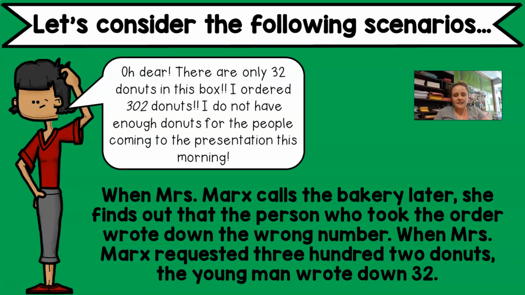Let's consider the following scenarios. Why is place value important? Well, what if this happened? Oh dear, there are only 32 donuts in this box. I ordered 302 donuts. I do not have enough donuts for the people coming to this presentation this morning. She doesn't have enough by a long shot. When Mrs. Marks calls the bakery later, she finds out that the person who took the order wrote down the number wrong. When Mrs. Mark requested 302 donuts, the young man wrote down 32. He didn't have a very good understanding of place value, did he?